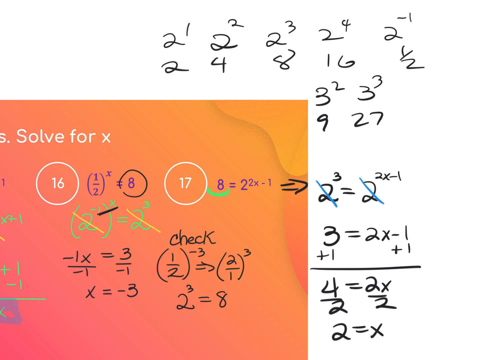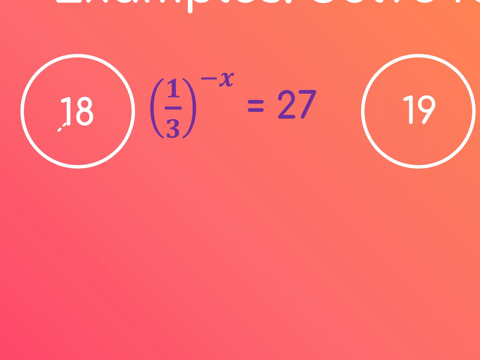All right, so for this one, again, I'm going to change both of them. Now I'm going to show you two ways. First, I'm going to go ahead and change the 1/3, and I'm going to make it 3 to the negative 1, and then put the negative x. Then I'm going to change the 27 into 3 to the 3rd. Get rid of the bases and solve what remains. So negative 1 times negative x equals 3. Negative 1 times negative x is positive x, and x equals 3.